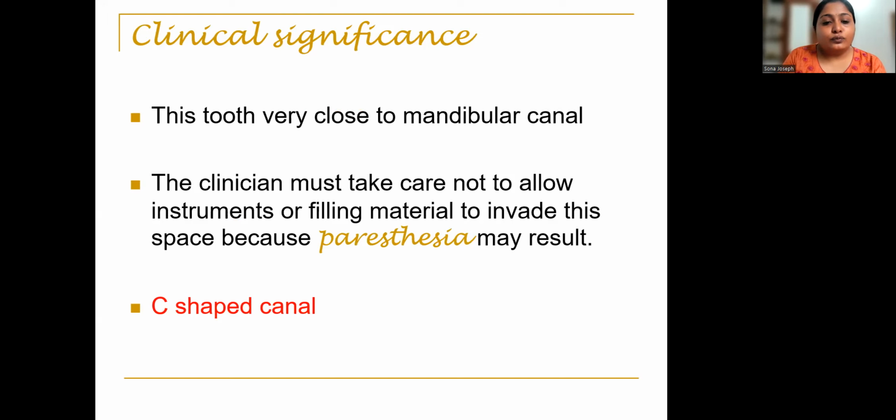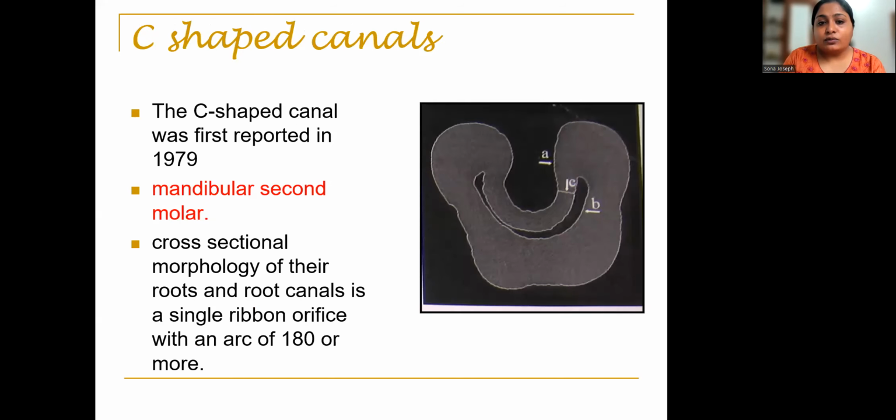There is one more thing we have to discuss here, a slight variation, which is the C-shaped canal. The C-shaped canal was first reported in 1979. In this anatomy, the 3 orifices can connect together with some isthmus region in between to form a C shape. It can be continuous, or multiple discrete canals in a C shape. It is most commonly seen in mandibular second molar. The cross-sectional morphology of the roots and root canals is a single ribbon orifice with an arc of 180° or more.